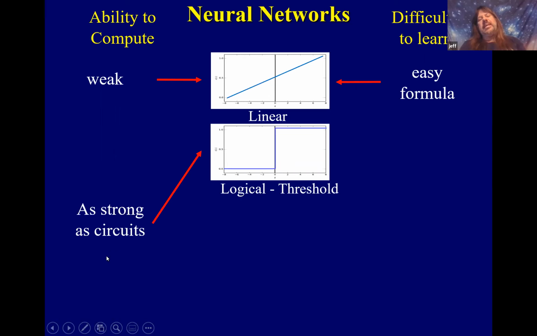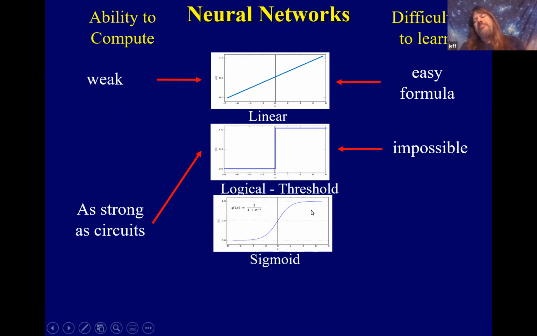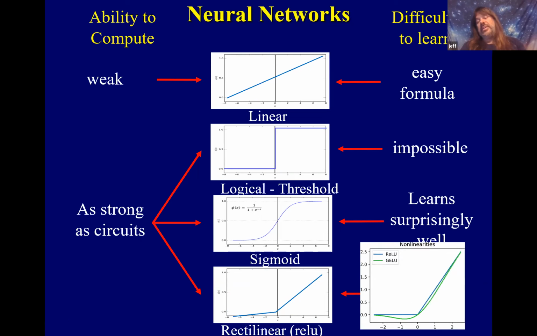And as we can see, they're as strong as circuits, so you can compute anything computable, but it's impossible to learn. And we talked last class about feeding those dot products through something smoother, like a sigmoid function, and then it's just as powerful to compute, but it's easier to learn. And there are other weird things we could feed it through. This is called a rectilinear, and here's something else, and here's another one. These are various things that people try, and it turns out that they all learn very well and compute very well.